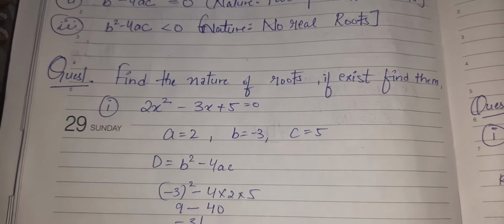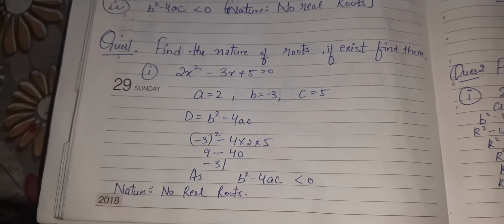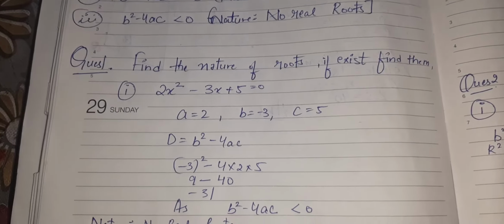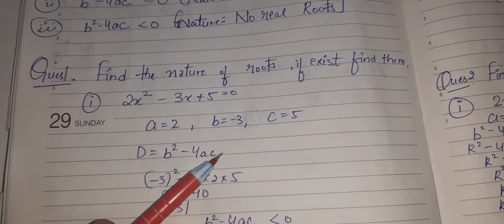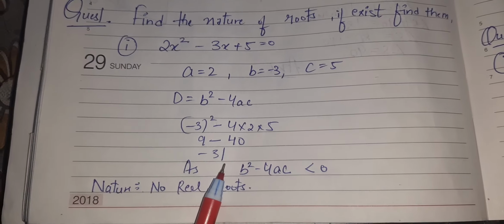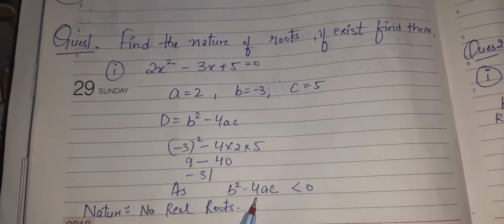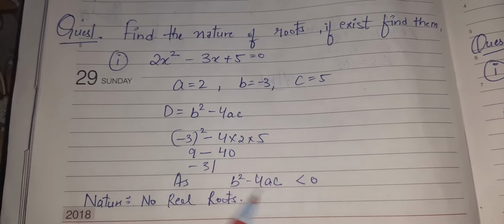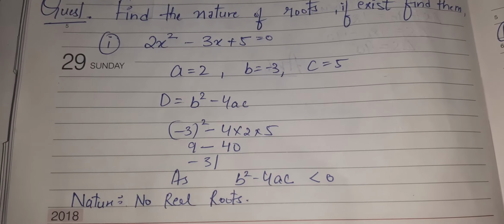Now see the first question. Find the nature of the roots, if they exist. Now you can easily do it. 2x square minus 3x plus 5: a is equal to 2, b is equal to minus 3, c is equal to 5. Find b square minus 4ac, the answer is minus 31. As b square minus 4ac is negative, there will be no real roots.